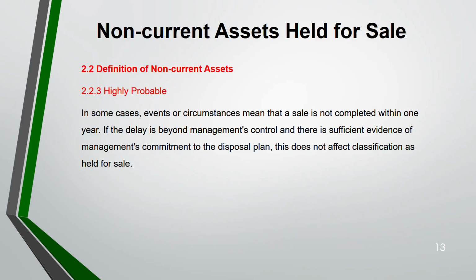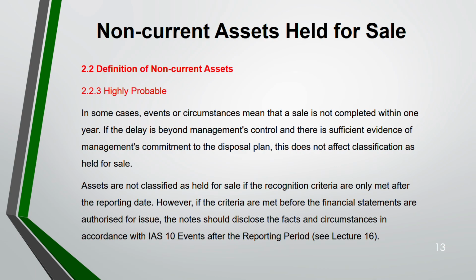In some cases, your sale might not be complete within 1 year. Let's say that the delay is beyond management's control, but there was sufficient evidence that management actually intended to do the sale within 12 months, but due to some reason beyond their control, they cannot do the sale within 1 year. Remember, it will still be classified as held for sale because there was evidence that management had the intention. So this will not affect your classification as held for sale.